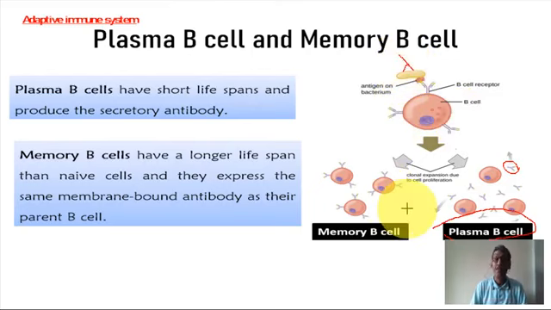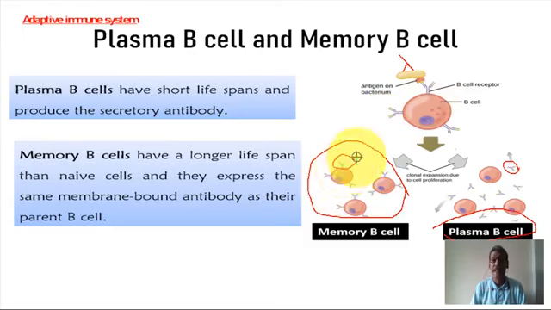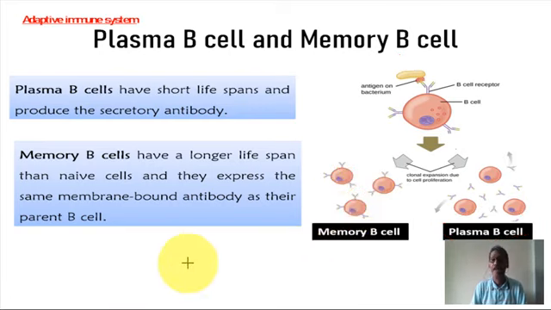On the other hand, memory B cells do not have any capability to release soluble antibody molecules, but they will remain there in a large number with the same membrane-bound antibody as their parent B cell. And their lifespan is great. They will be there for a long time, and they are responsible for our lifelong immunity and also the basis of the principle for vaccine development.